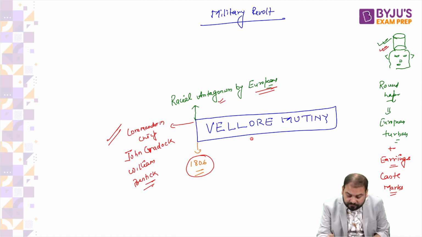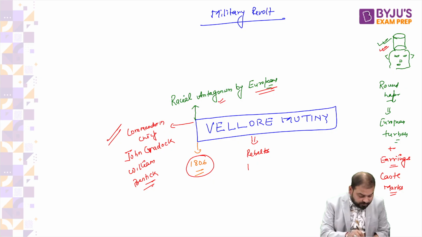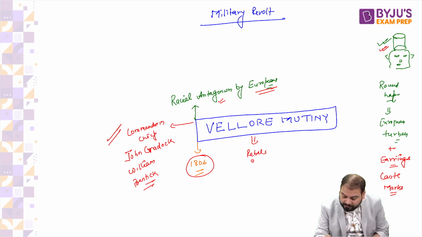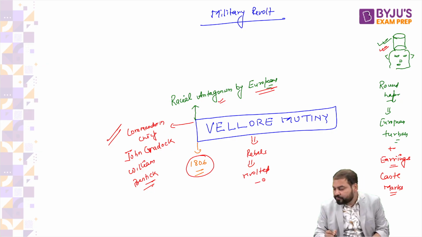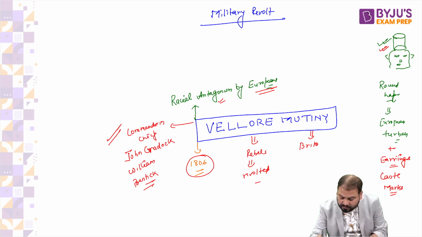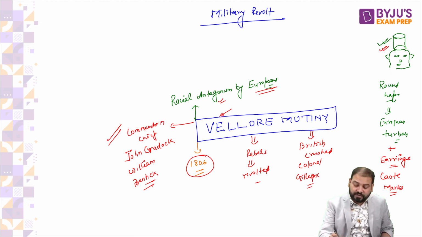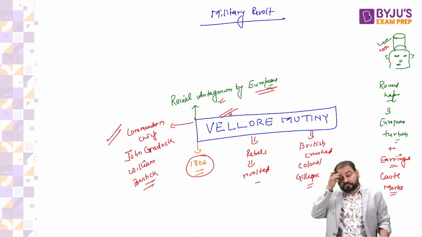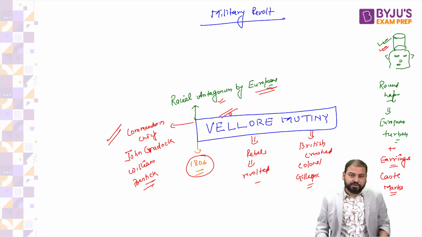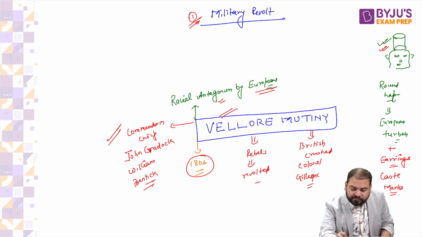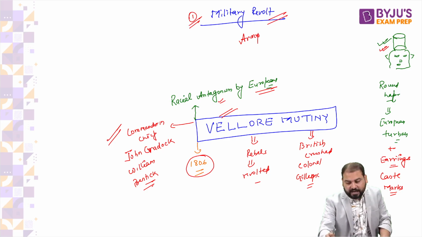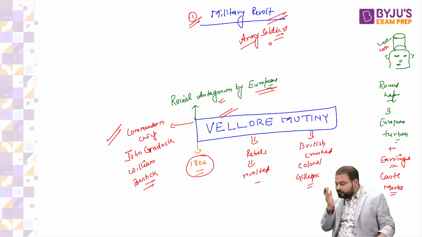So in 1806, the rebels revolted. And again, the end result will be that the British crushed them. There is a name of Colonel Gillespie who had crushed this Vellore mutiny. Everyone, please remember Vellore mutiny, because it is the only military revolt we are studying where the army soldiers had revolted. All of you, am I clear with this?